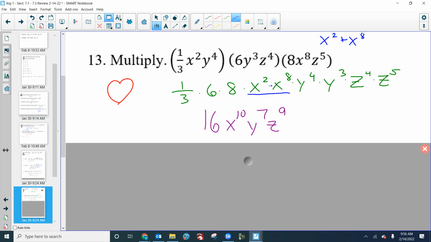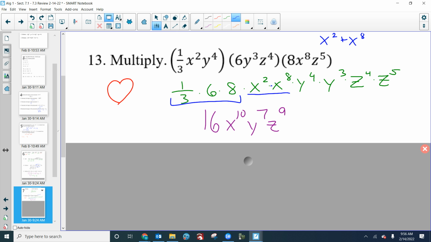Why is the 16 there? A third times 8 times 6. So you're taking the first one. Everybody, what's a third of 6? 2. Times 8. Or what's 6 times 8? What's a third of 48? Any order, it's multiplication. It's fine.